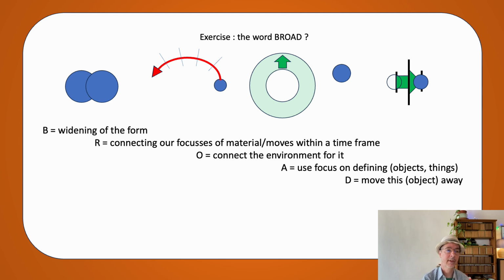So you have the B here. You can look it up in the scheme that I gave you already a couple of times. The B, let's say, is a widening or broadening of the form. It's almost breaking apart and getting more out of the form. That's our first focus. The next focus is the R. And it is about focus.